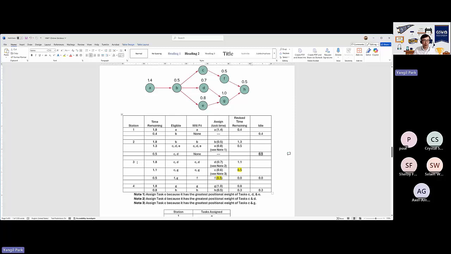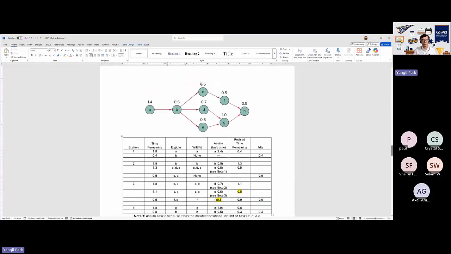Then station 3, look for eligible tasks, which are C and D. Compare C and D in terms of positional weight, and D is larger because that's 2.2 versus 1.6 for task C. Okay, so that's why we have it here.